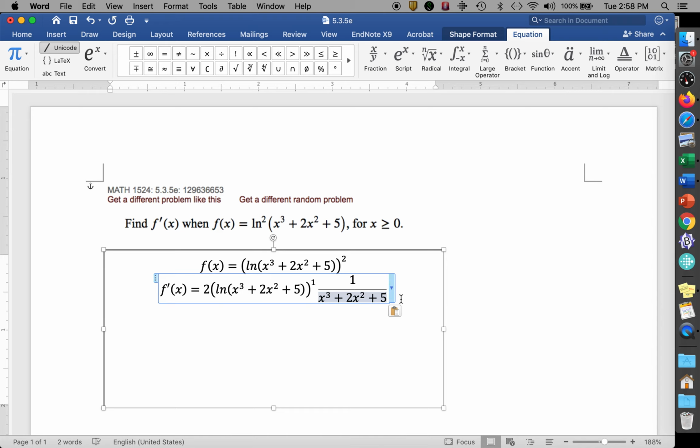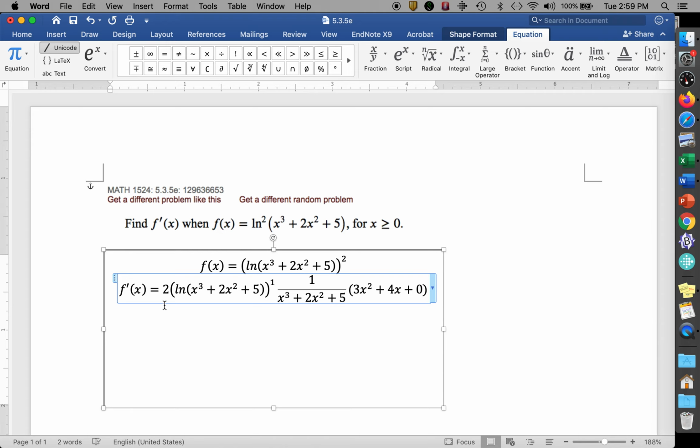Okay, last, I've worked my way inside. I've taken off the squared, I've taken off the natural log. Now I'm down to the x cubed plus 2x squared plus 5. And the derivative of that is 3x squared plus 4x. And then remember the derivative of 5 is just 0.